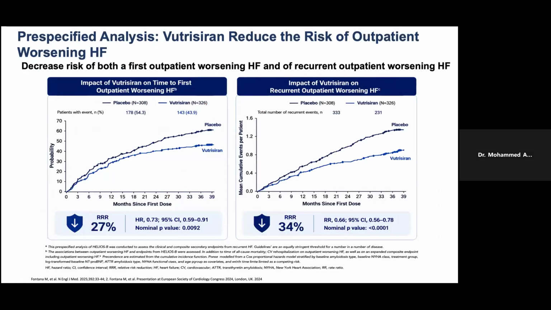For also secondary endpoint for heart failure hospitalization or recurrent outpatient worsening heart failure, compared with the placebo, fitusiran reduced the risk of first outpatient worsening heart failure event by 27% and recurrent worsening heart failure event by 34%.